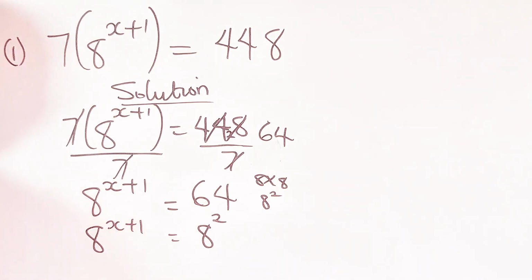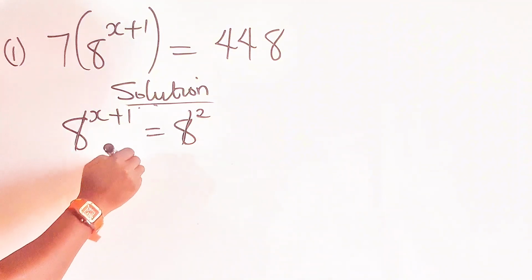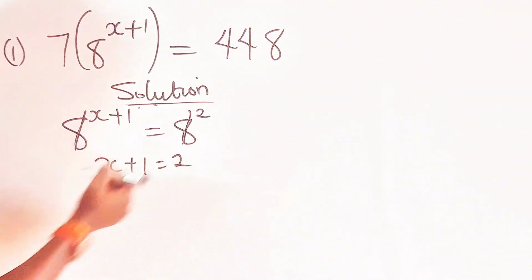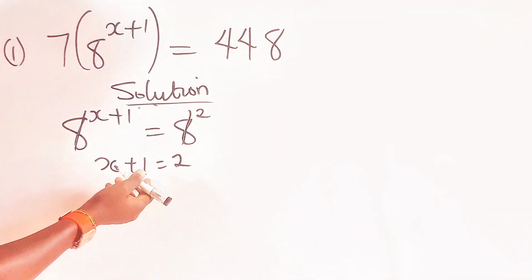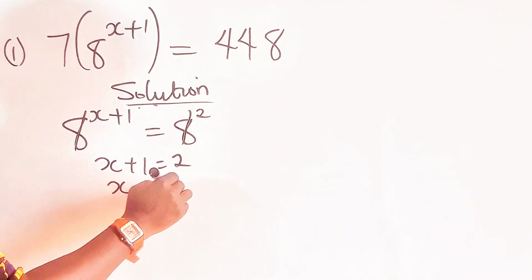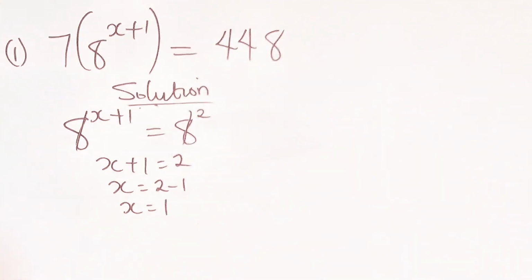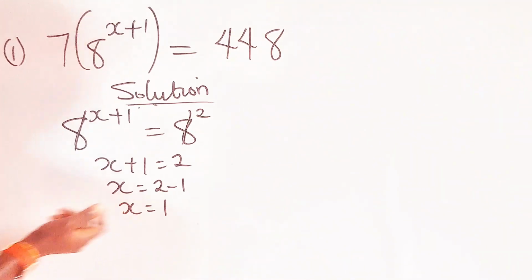Now, there's a law in indices that says when the bases are equal, you can equate the powers. So therefore, this we cancel out. We have x plus 1 equals 2. To find x, we subtract 1 from both sides of the equation to give us x equals 2 minus 1. Therefore, x equals 1.